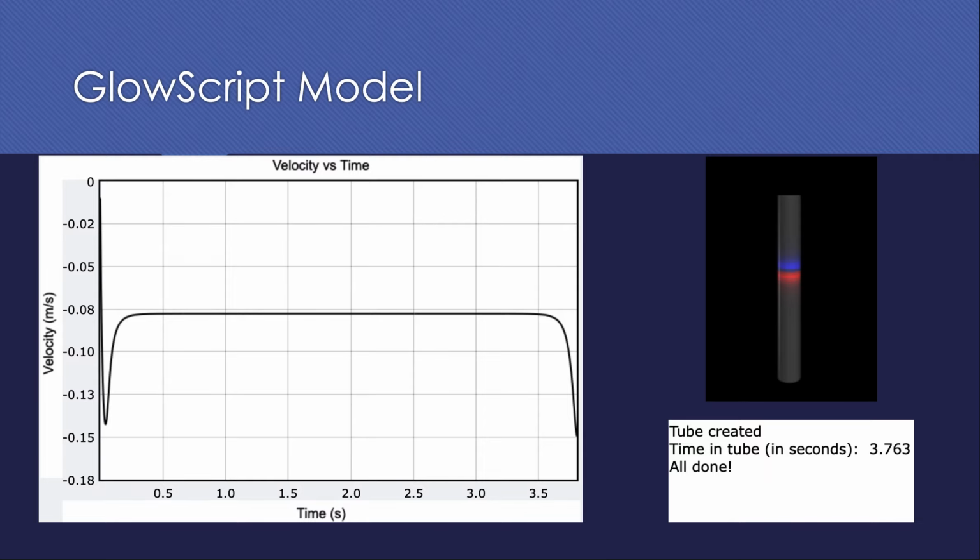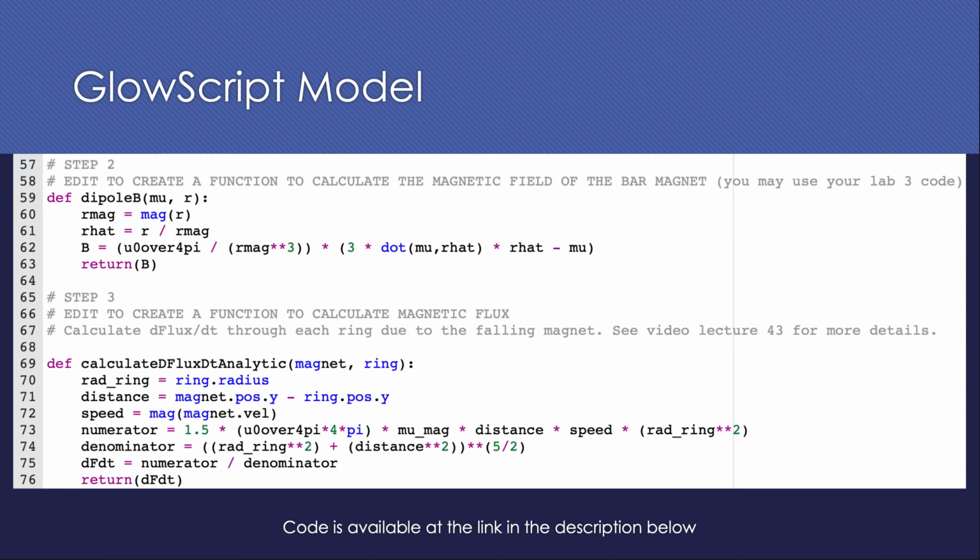Based on the code, the magnet should theoretically take 3.763 seconds to fall through the tube. Here is some of the code that was used to make the model. The first function shows the calculation of the magnetic field of the magnet. The second function calculates the change in flux with respect to time for each ring. Both of these functions use some of the equations that were shown earlier.